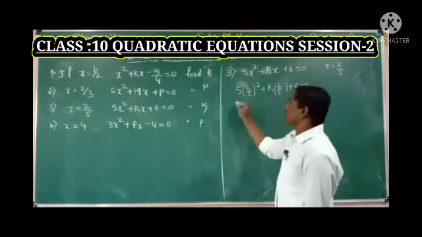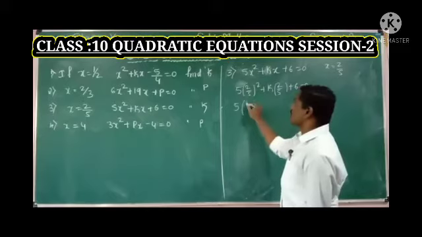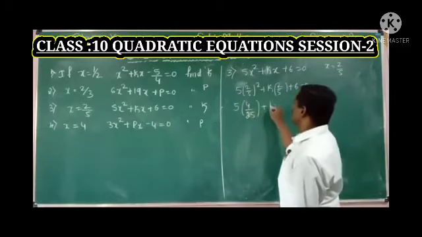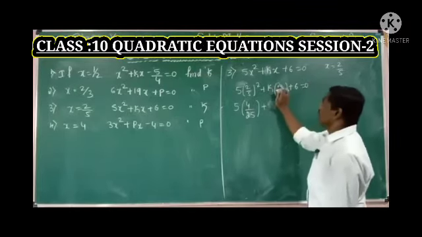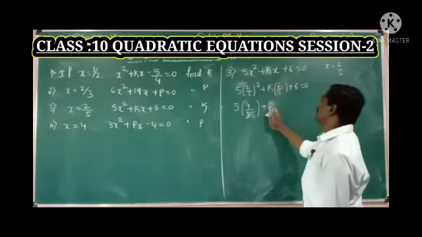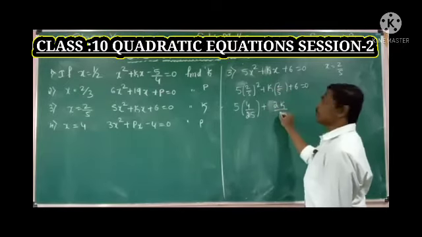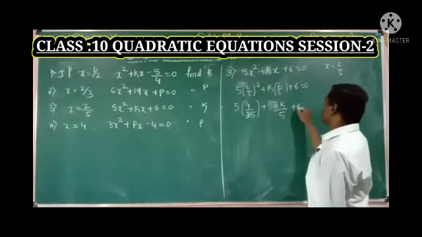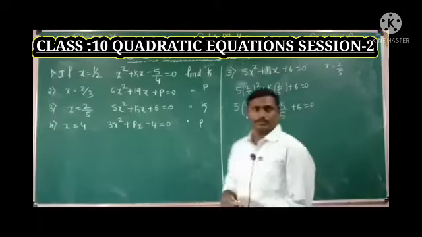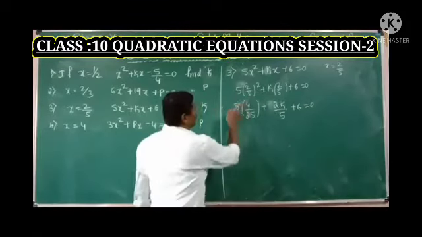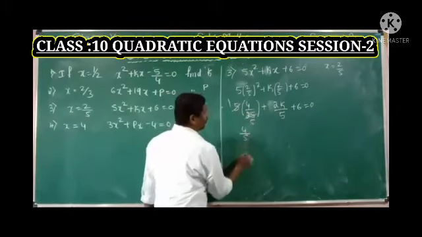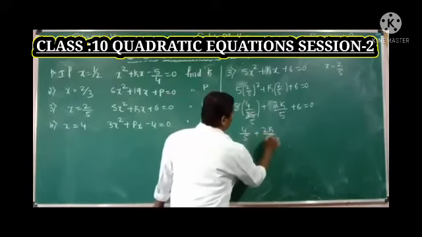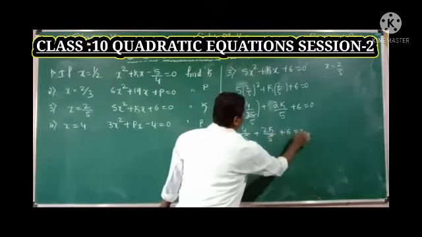Simplify the square terms first. 5 write as it is, 2 square is 4, 5 square is 25 plus 5 into k, or 2 into k is 2k, divided by 5 plus 6 is equal to 0. Now 5 ones are 5, 5 5s are 25. The remaining values are 4 by 5 plus 2k by 5 plus 6 is equal to 0.